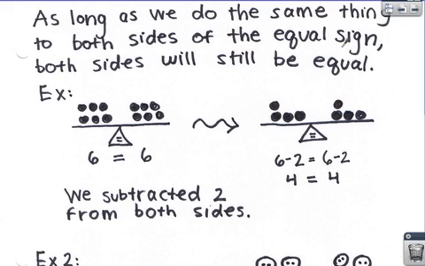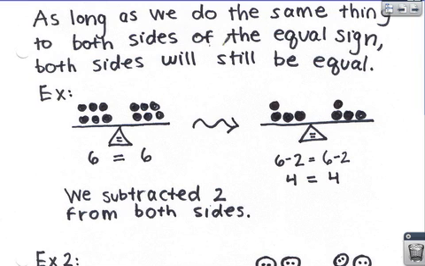Now in algebra, when we want to figure out the value of an unknown number or variable, we can do inverse operations. As long as we do the same thing to both sides of the equal sign, both sides will still be equal. So for example, if I have a balance with 6 marbles on the left and 6 marbles on the right, the scale is balanced because each side equals one another.